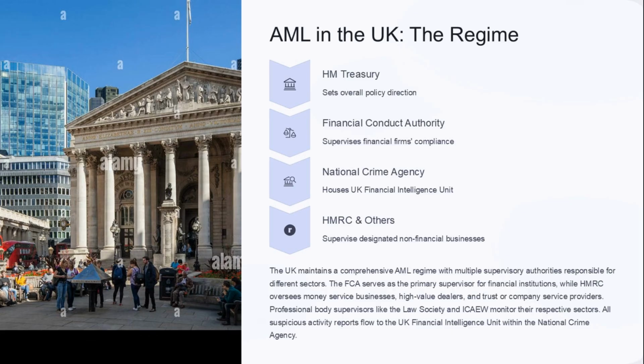The UK maintains a comprehensive AML regime with multiple supervisory authorities responsible for different sectors. Treasury sets policy direction, while the Financial Conduct Authority supervises financial firms. Collaboration among these entities ensures effective AML compliance across the UK.